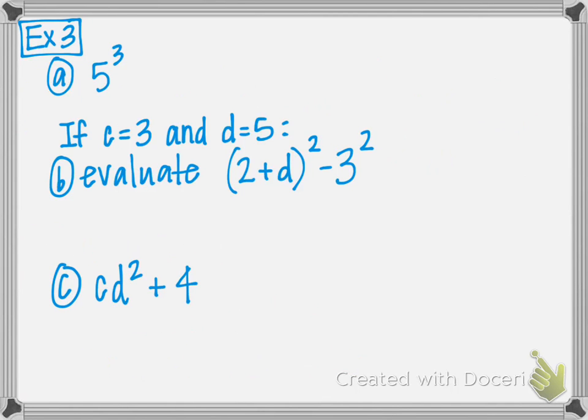Okay? Example 3, I want you to do 5 to the 3rd power. So you can put it in your calculator, but why don't you just write it out? 5 times 5 times 5. It's 125.